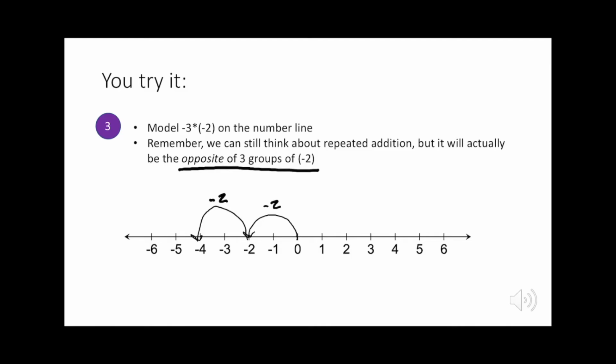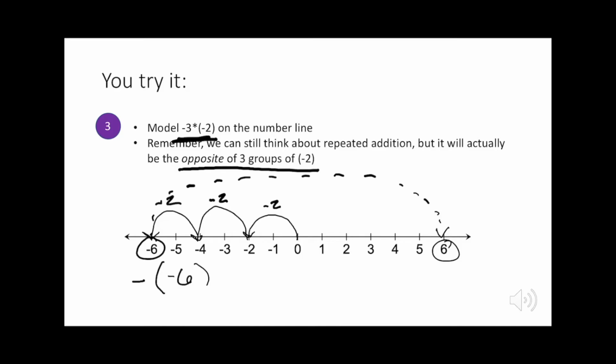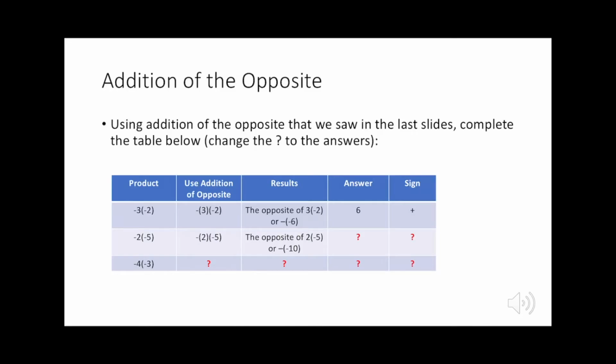All right, so we have one group of negative 2, 2 groups of negative 2, and one more group of negative 2. So that's 3 groups of negative 2, which leads me to negative 6. So here, I'm thinking about the opposite of negative 6. The opposite of negative 6 would be over here, right? On the other side of the number line. So the opposite of negative 6 is 6. Negative 3 times negative 2 is equal to positive 6. The opposite of 3 times negative 2 is positive 6.